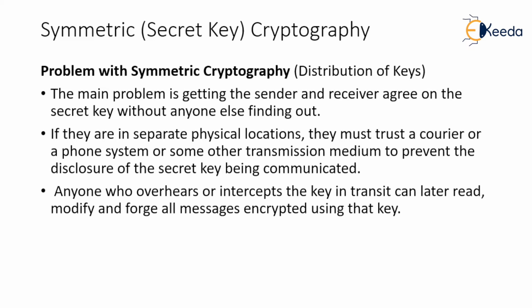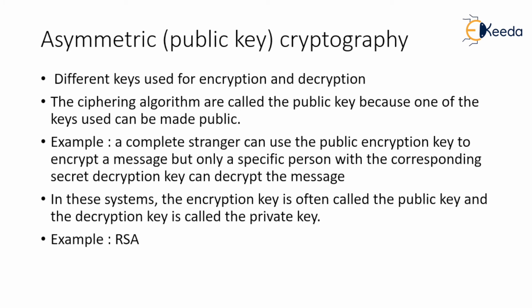Now, the next concept is asymmetric public key cryptography, which, as we know, uses two different keys for the encryption and decryption process. The ciphering algorithms are called public key because one of the keys can be made public. For example, a complete stranger can use the public encryption key to encrypt a message, but only a specific person with the corresponding secret decryption key can decrypt the message. In these systems, the encryption key is often called the public key and the decryption key is often called the private key. The example we have seen for this asymmetric type of public key is the RSA algorithm.